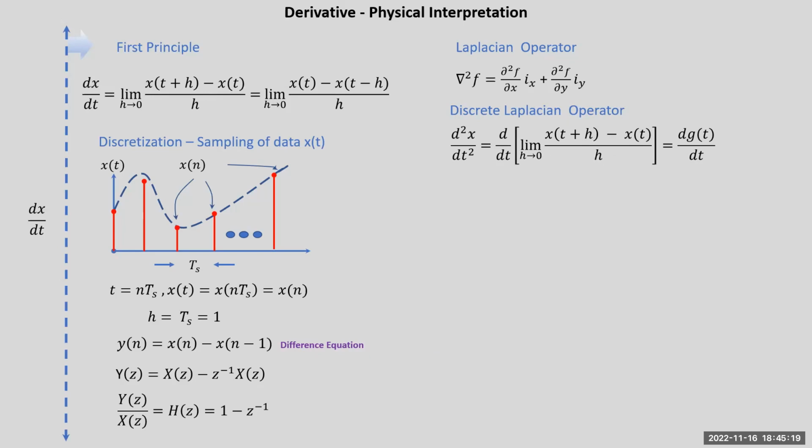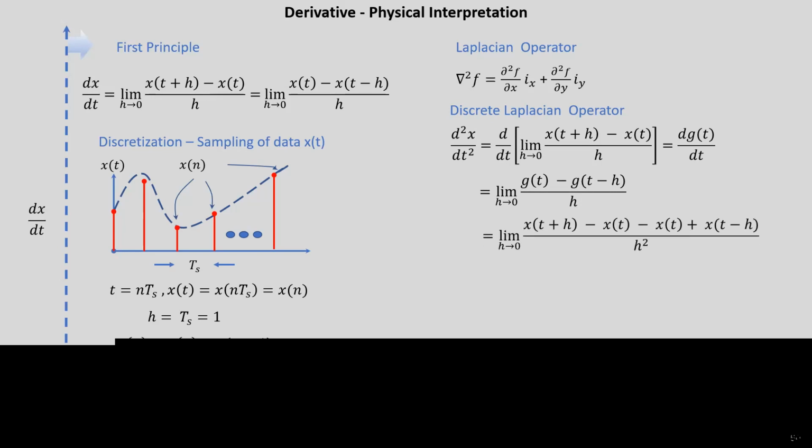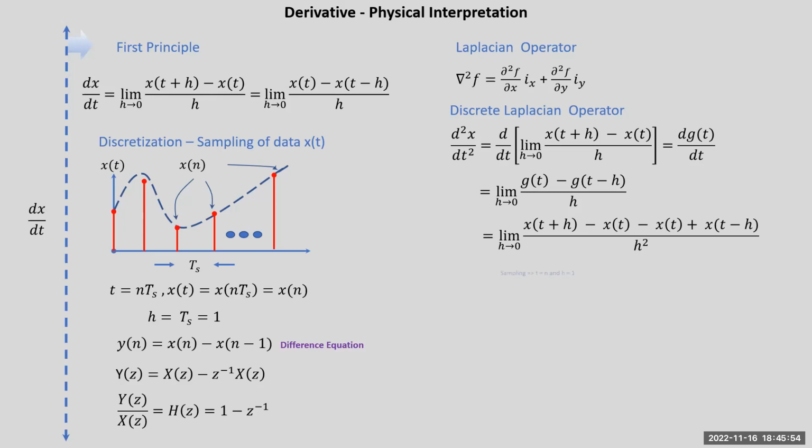Now here, consider the second order derivative of x with respect to time, which can be computed as a derivative of the first order derivative. So g of t is the first order derivative of x of t. You can substitute the first principle equation for dx by dt and then apply it to the second order derivative. Now in the second order derivative, use the type 2 definition of first principle, and then you can achieve the final equation as limit h tends to 0 of x of t plus h minus x of t plus x of t minus h divided by h square.